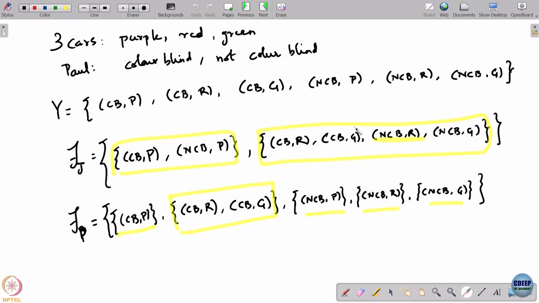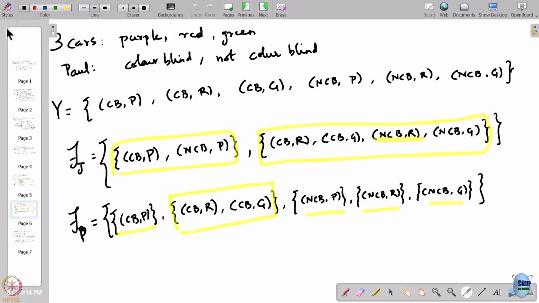For Paul, the states of the world were partitioned into 5 different subsets, because Paul had a different way of knowing about the world. When he was colorblind, he could not have distinguished between the red car winning or the green car winning, but he could have told if the purple car was winning. So when he was colorblind and the purple car won, he could know that the purple car won. When he is not colorblind, he can of course distinguish between every possible color. That therefore gives you these separate sets. So this is how we set up the partitions for this particular example.